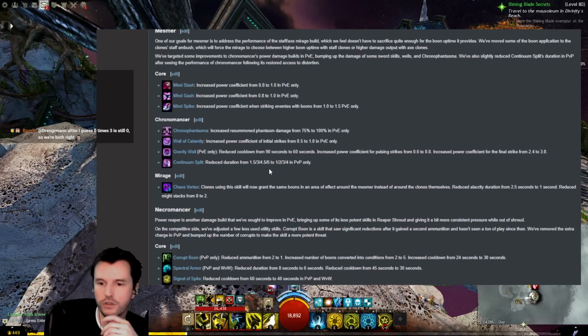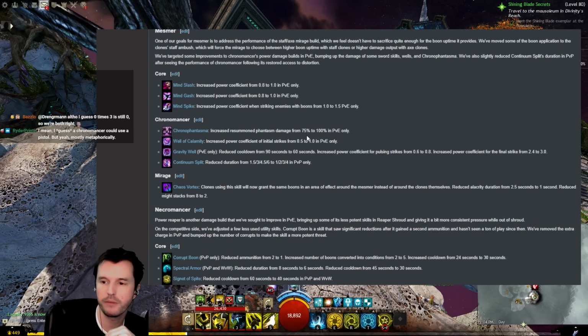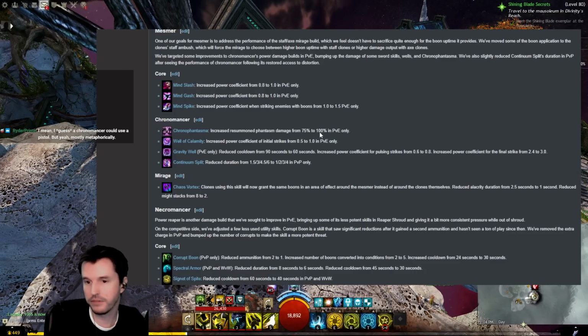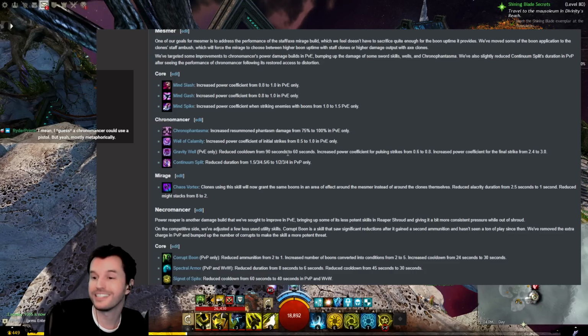Okay. Chronomancer, Chrono Phantasma, increase the resummon phantasm damage from 75% to 100% in PvE only. Well of Calamity, increase the power coefficient of initial strikes. They're doubling it in PvE only. Gravity Well, PvE only, reduce the cooldown from 90 to 60 seconds. Increase the power coefficient for the pulsing strikes from 0.6 to 0.8, and the power coefficient of the final strike from 2.4 to 3.0. So Gravity Well, much more often and much stronger.